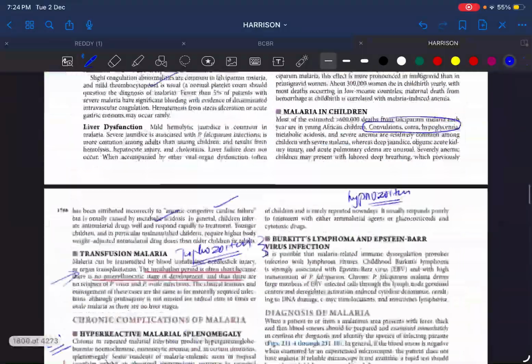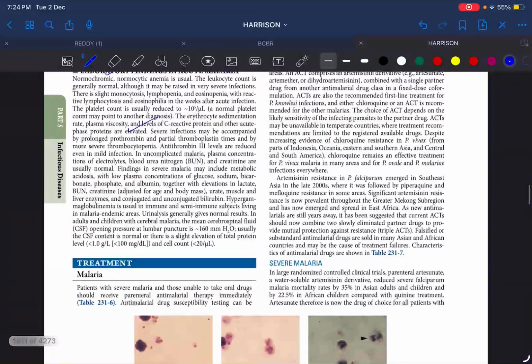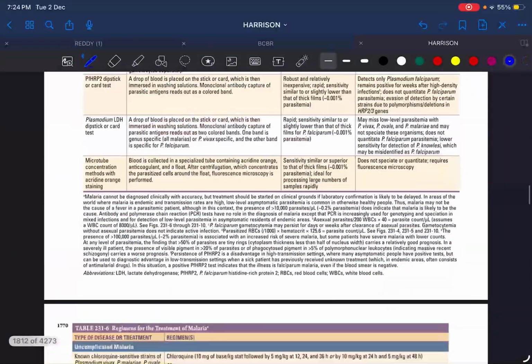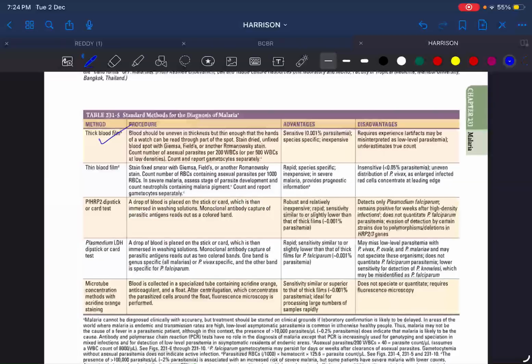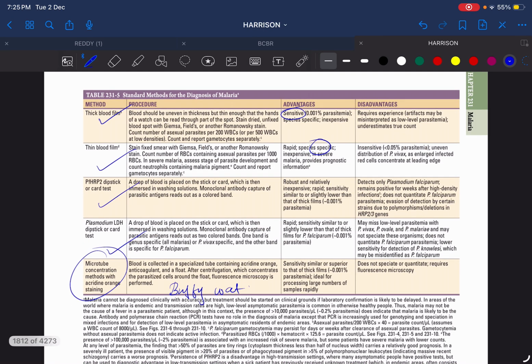Very, very important. Once that is done, just remember two things: thin smear along with thick smear. So what are the standard methods? It is the thick blood film, then thin blood film, then the card test, then LDH card test, and another one is the microtube concentration method with acridine orange staining, which will help to identify the so-called buffy coat. Out of that, the sensitive one is the thick blood film. Species-specific thick film is actually used for quantification, for the assessment of parasitemia, whereas thin blood film helps to identify what species it is. Then the card test, I told you, we do in case of the northeastern states.